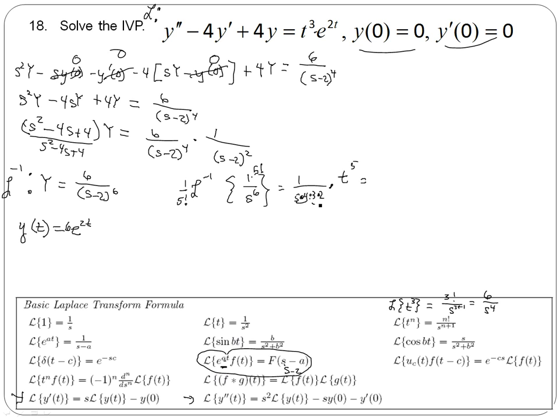So that's 20 times 6 is 120. 1 over 120 t to the 5th. So if I bring that 120 to the front and then cancel with the 6, 6 goes into 120 20 times. And I get 1 over 20 t to the 5th e to the 2t is my answer.